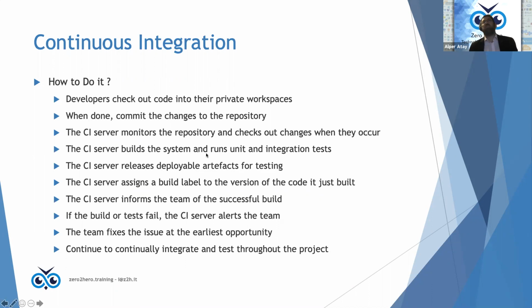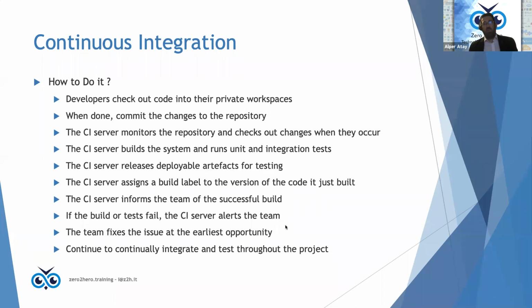So the CI server builds the system and runs unit and integration tests. This might not be automatic. This is something that we could decide, whether we want to build automatically or manually. The CI server then releases deployable artifacts for testing and assigns a build label to that version, and it just builds it. And then it informs the team of a successful build. Mostly it informs you by sending email.